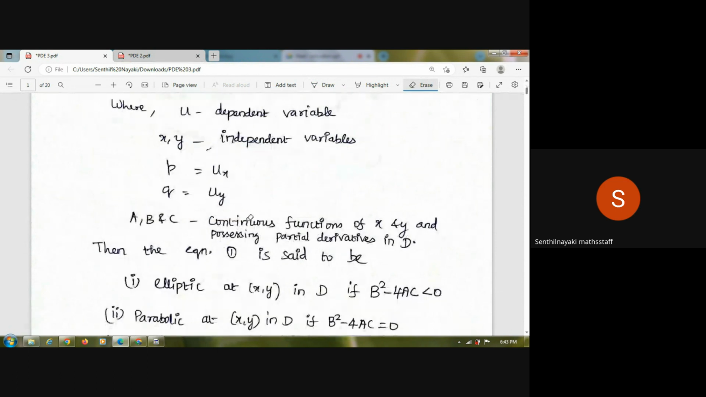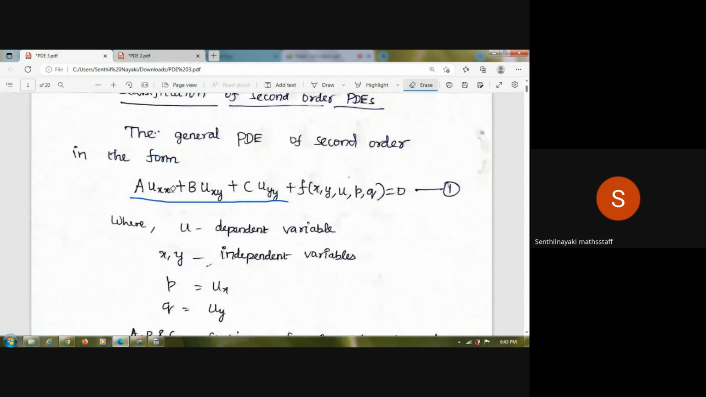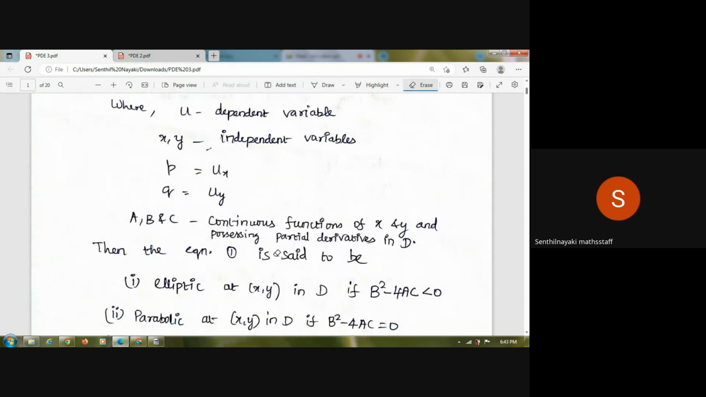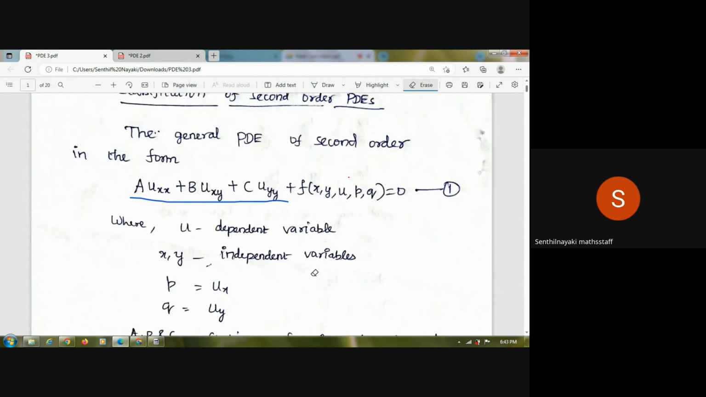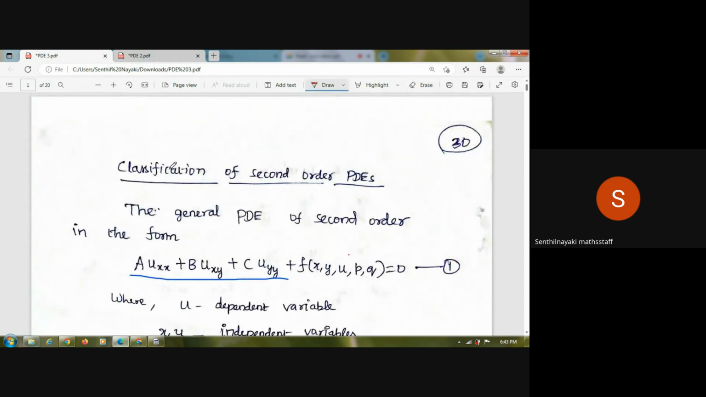Okay, a, b, c are the coefficients of the second order derivatives, and they are all continuous functions and they have partial derivatives in the domain D. Okay, next the important thing in this class is classification.